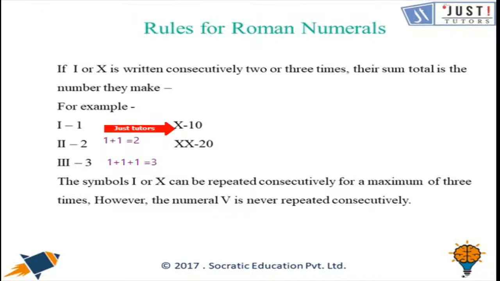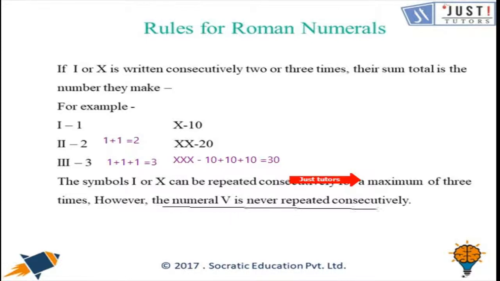But we need to make sure that we can use a symbol a maximum of 3 times. So that's 10, that's 20. Let's say if you want to make a 30, you can use the letter X 3 times, which is 10 add 10 add 10, and that gives you the number 30. For that we have to take care of one more thing, which is that the numeral V is never repeated consecutively. For example, if we need to write a 10, we have the letter X for that. We cannot write 10 like V and V. That's not the right way of writing 10.